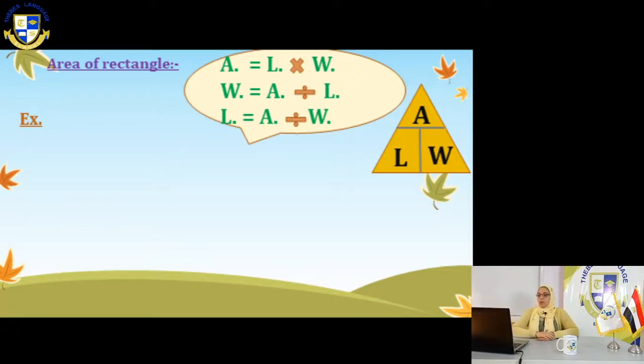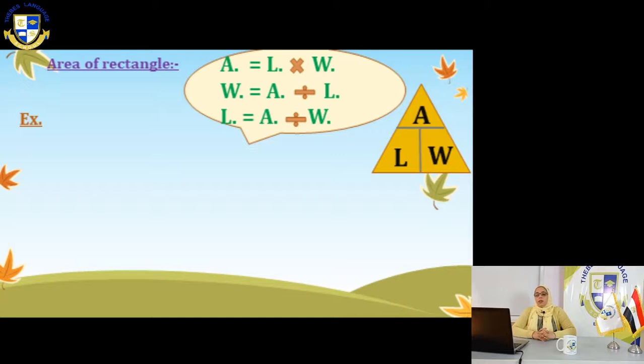Okay. If we want to get the width, please cover the W or the width. Cover the width. We get what? A over length. If we want to get the length, cover the length, and now we have A over width. These are the rules. From the magic triangle, you can get any rule of the rectangle.